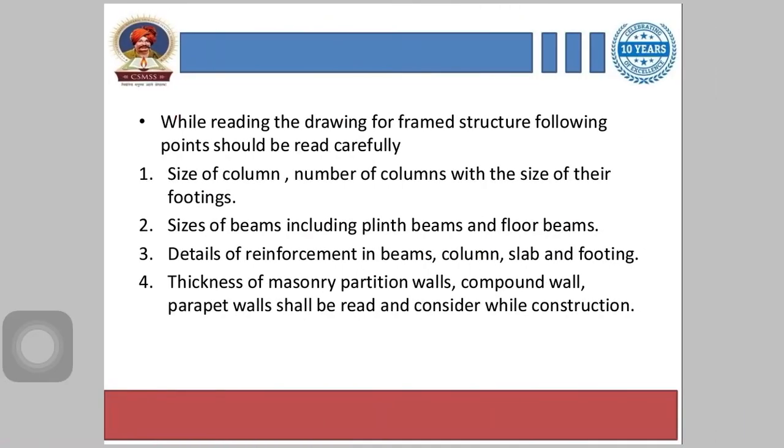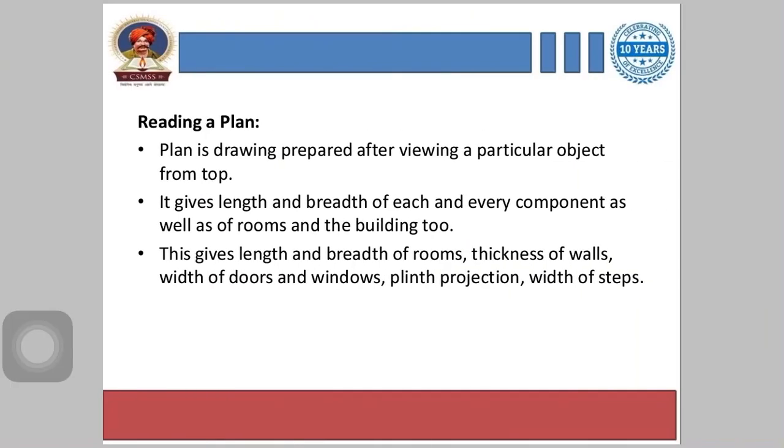Next, while reading the drawing for frame structure, the following points should be read carefully. First is size of column, the number of columns with the size of their footings. Second is the size of beams including the plinth beams and the floor beams. Third is the detail of reinforcement in beams and columns, slabs and footings. And fourth is the thickness of masonry partition walls, compound walls, parapet walls, which shall be read and considered while construction.